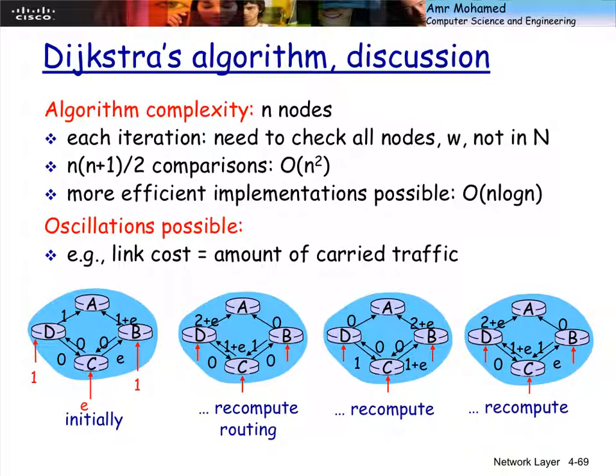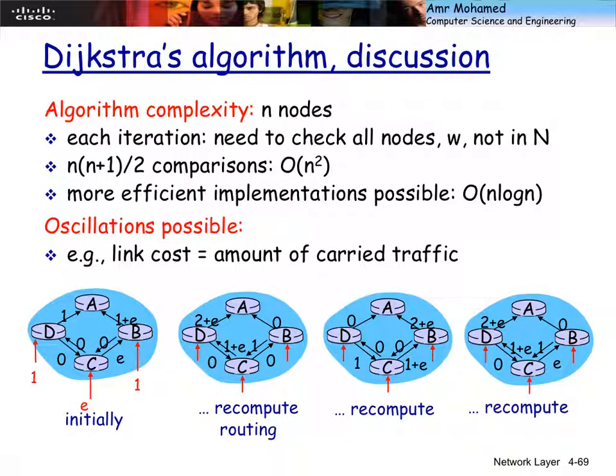So let's see, from D to A the cost is 1. Right? And if I need to send from D to C, the cost is actually 0 plus E plus 1 plus E. Right? So the cost is 1 plus 2E. So which one is minimum? D to A. Right? So I will keep sending from D to A. Nothing is changing. Okay?